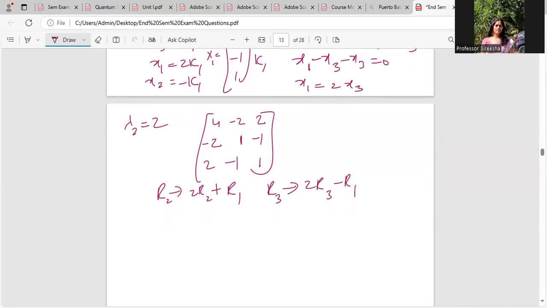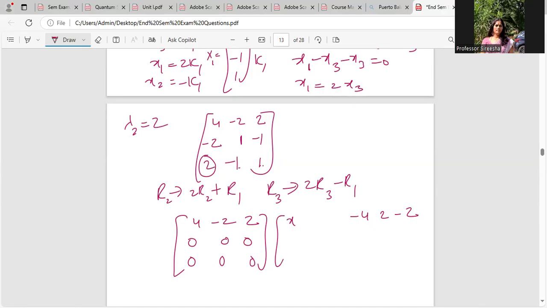Okay, so what I will be getting is first row, no change. Second row, I'll be multiplying with 2. So anyways, these two are zeros. Second row is what? Minus 4, 2 and minus 2. So if I add, I'll be getting all zeros. Similarly here, I'll multiply this with 2. So this would be 4, minus 2 and 2. Again, I'll be subtracting. Okay, so opposite signs I will have. Obviously, both will be 0.